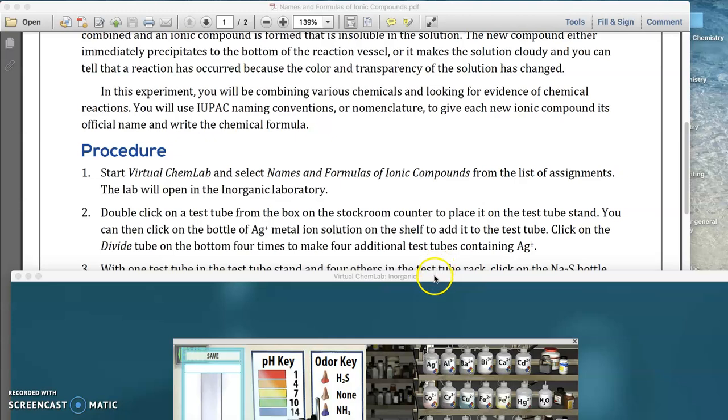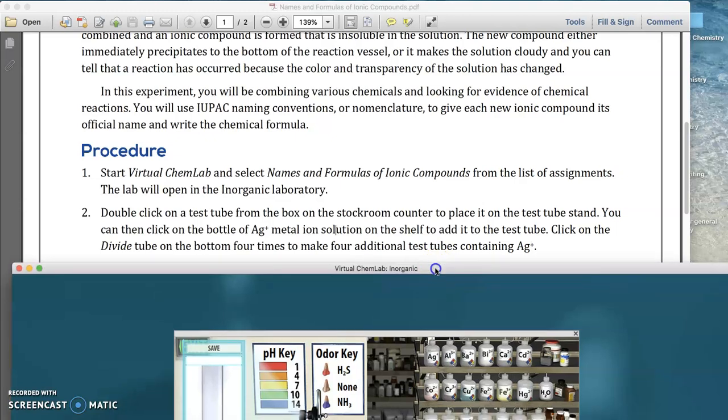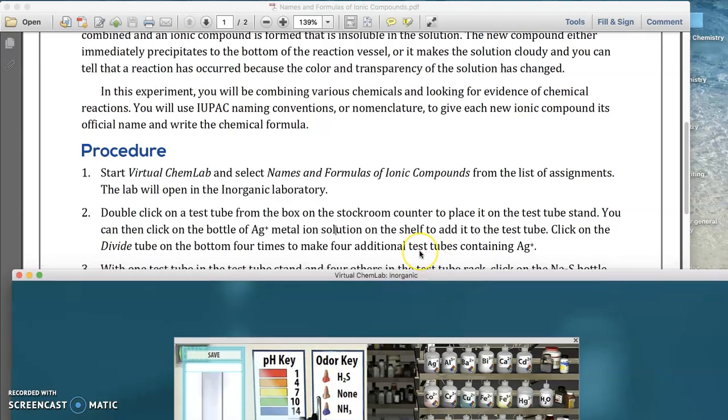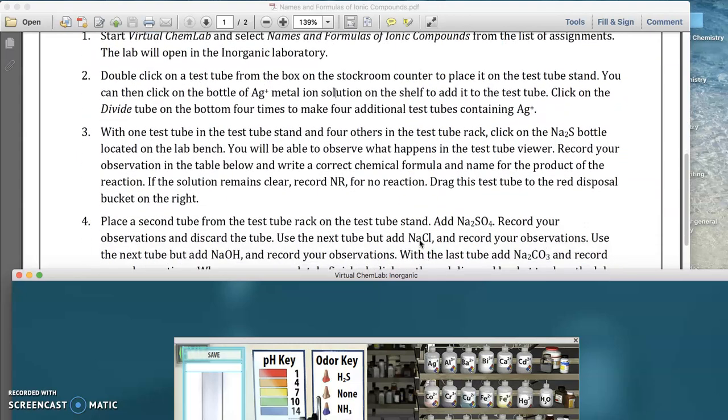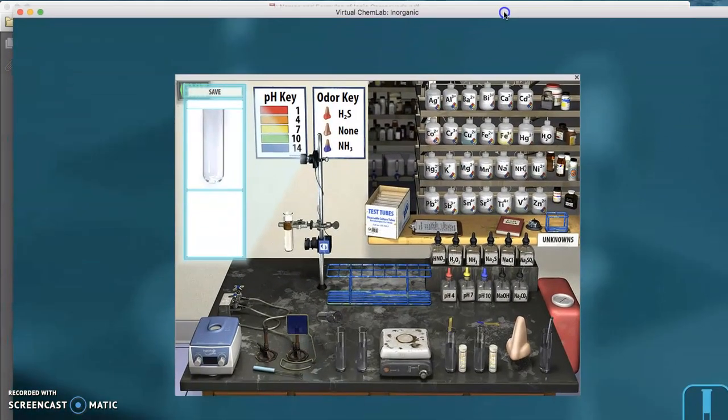Then it says click on the bottle of silver metal ion solution on the shelf and add it to the test tube. Click on the divide tube at the bottom 4 times to make 4 additional test tubes containing silver. So we've got our test tube there. We want to put silver in, and this is the divide test tube. So we can make 1, 2, 3, 4 more.